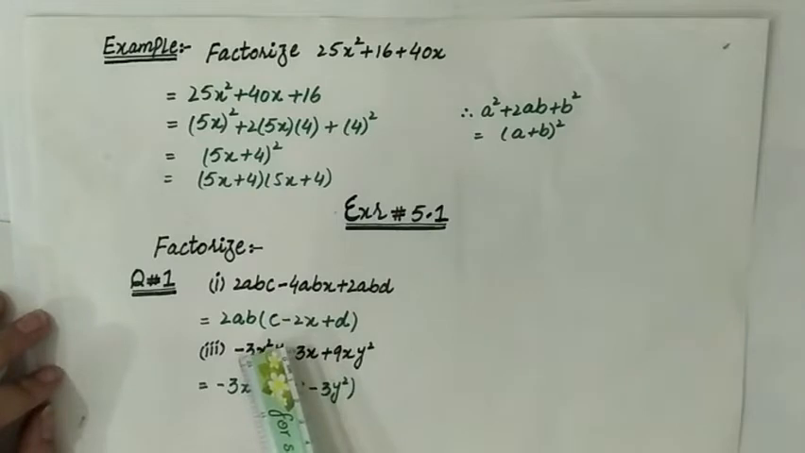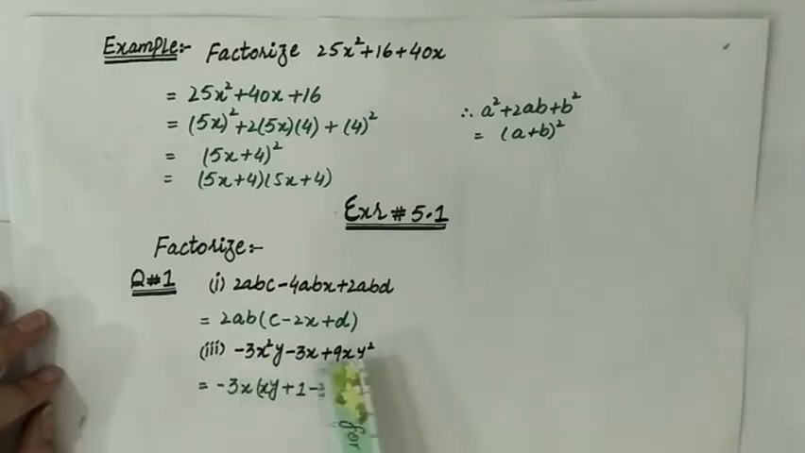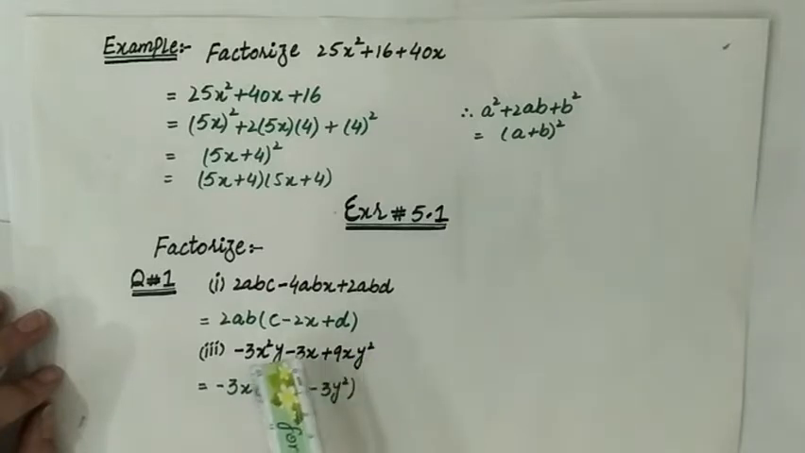Minus sign appeared with the first term, so we will take the minus sign as common and write it as minus 3, and then x is a common value. The remaining value from the first term is x, since the power is 2: 1x outside, 1x inside. This y is the remaining value.